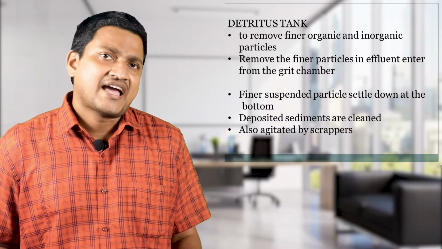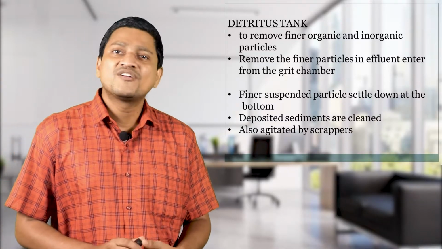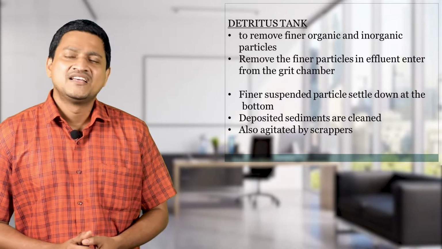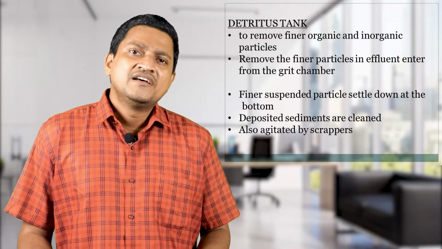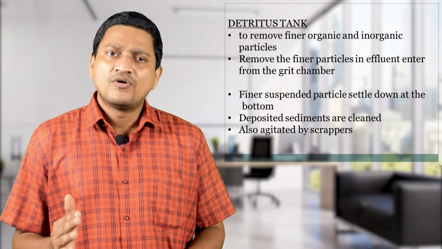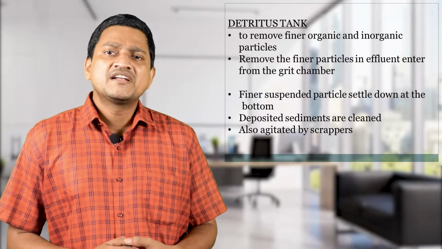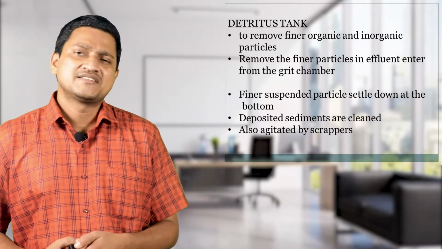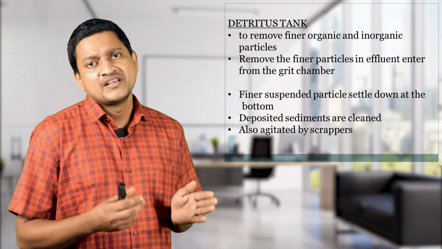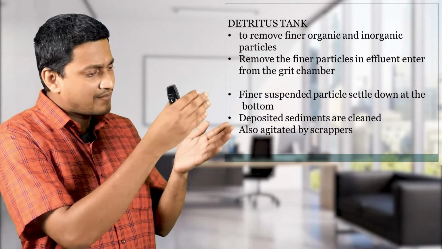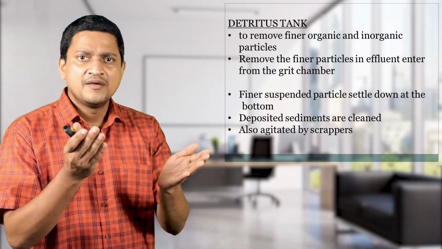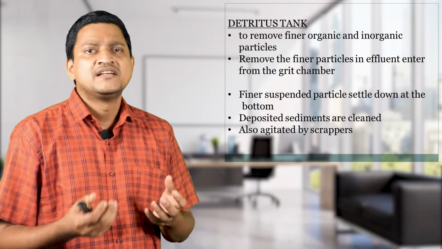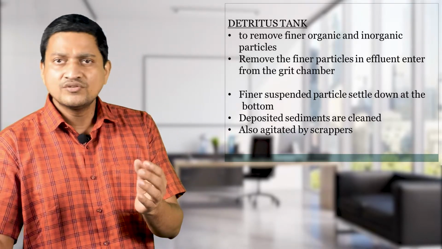The next step of wastewater treatment is the detritus tank, to remove finer organic and inorganic particles. It removes the finer particles in the effluent entering from the grid chamber. Finer suspended particles settle down at the bottom. Deposited sediments are cleaned and also agitated by scrapers. That is the detritus tank. Next to the screen, the wastewater is transferred to a tank. The tank is mainly conical in shape because the debris is collected at the bottom and is easy to wash out.